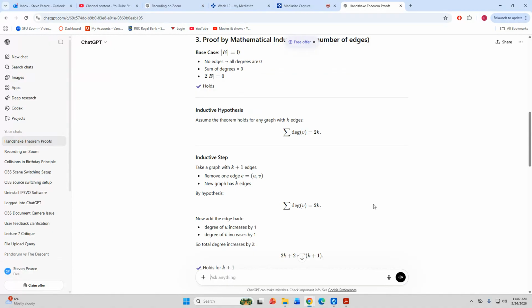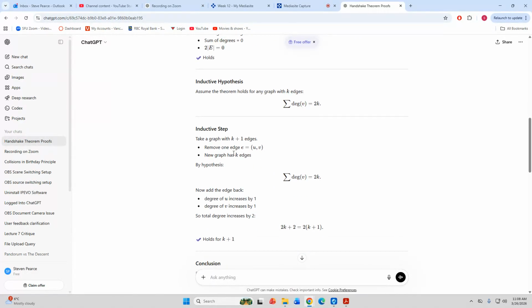Now, induction is a different story. Look at it. There's more to it. This is when all else fails. You use induction. The other methods are totally acceptable. A base case, okay. If there's zero edges, then all degrees are zeros. It's the trivial solution. 2 times the edge set equals zero. That holds. Inductive hypothesis, we assume this is true. The inductive step, we want to get the k plus first step from the kth step, okay. And so what do we have here? 2k plus 2 equals 2 times k plus 1. So that's basically what we're doing now.